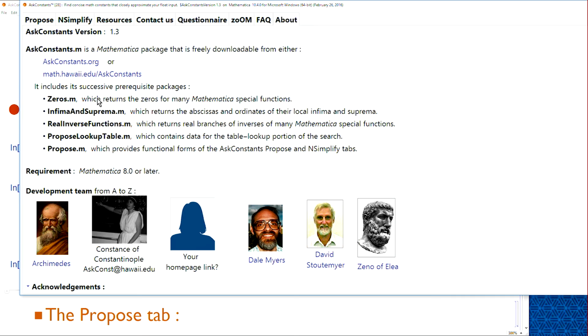And then there are Infima and Suprema packages, which are analogous, except that it finds the poles and zeros and so on. It gives the abscissas and the ordinates of the infima and suprema of about 40 functions. And then there are about 40 real inverse functions that have been implemented, too, that might be more useful to some of you than this AskConstants program. And also, the proposed function, like I said, is available separately, and so is the n-simplify.